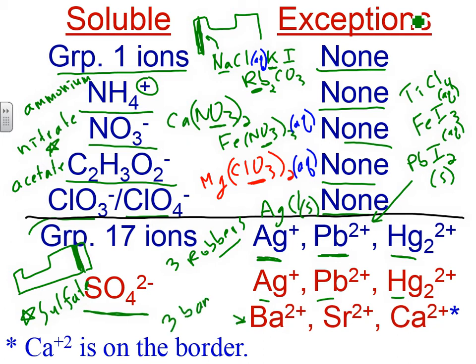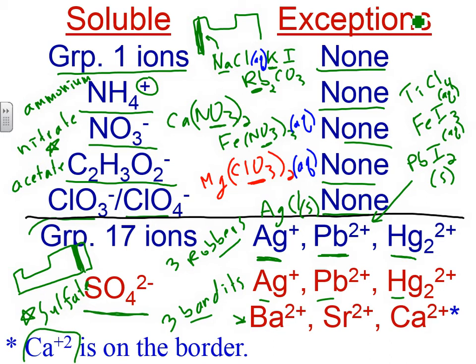And think of Ba for bandits, barium. These are actually group 2 metal ions on the lower side. These are the alkaline earth metals from calcium down to strontium. However, here it says calcium is on the border, so some people say that calcium technically is soluble.